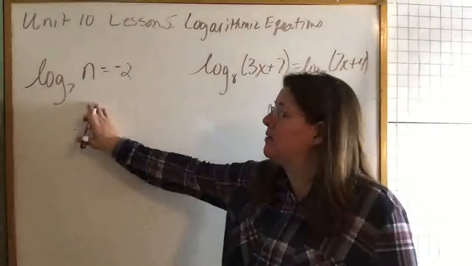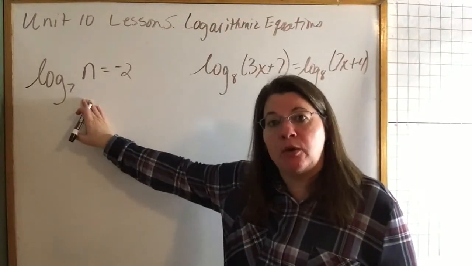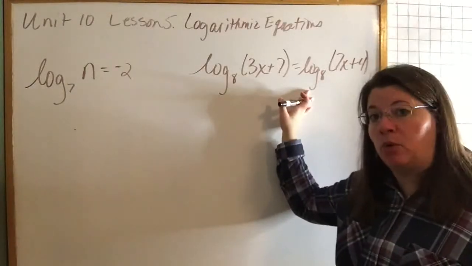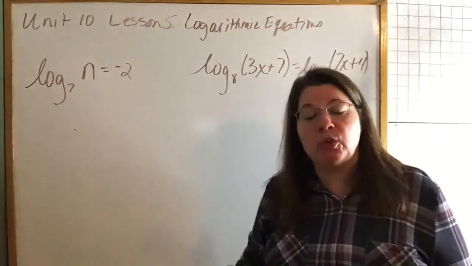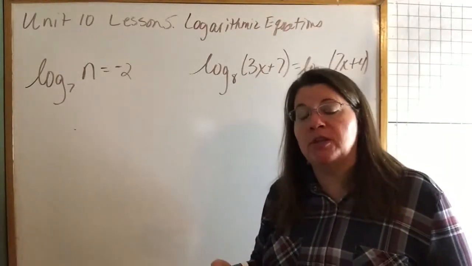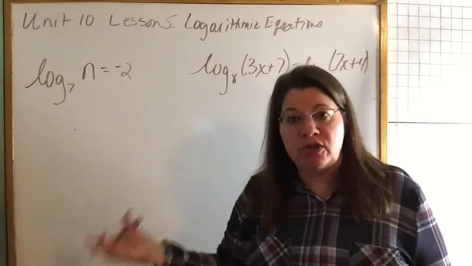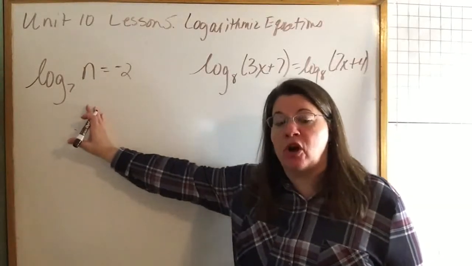One of the types is where all of the logs are on one side of the equal mark. The other type is where you have logs on both sides of the equal mark. When you have all of the logs on one side, you're going to eventually convert to exponential form to solve those. You may have to condense the logs using your properties and then move them to exponential form and solve.